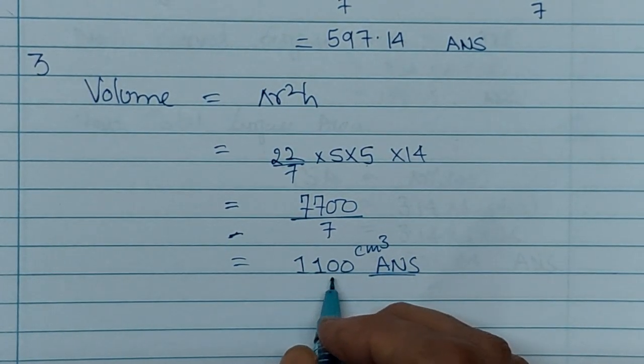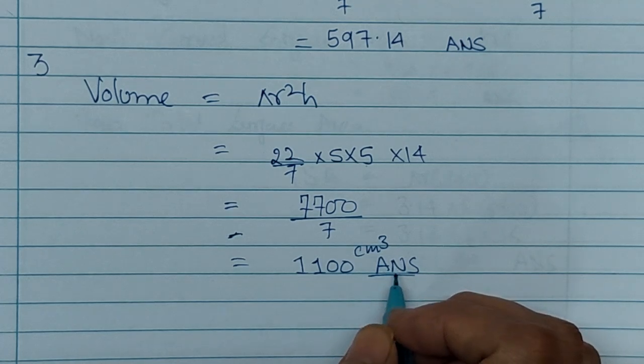Finally, it is 1100 centimeter cube. This is the volume of the cylinder. This is our answer.